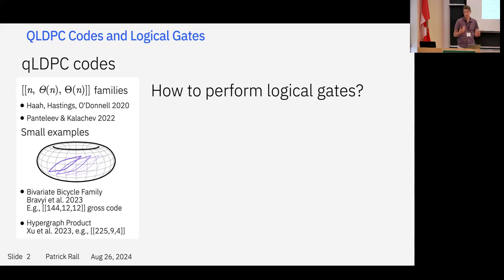I'm really more of an algorithms guy. I have only done work on quantum error correction very recently. The reason I'm coming to this research area is because I want to know what my architecture is. I want to know what basic instruction set I am compiling my quantum algorithms to. So my question is, how do I perform logical gates on these new quantum low density parity check codes that have been developed over the past couple of years? What do we know so far?